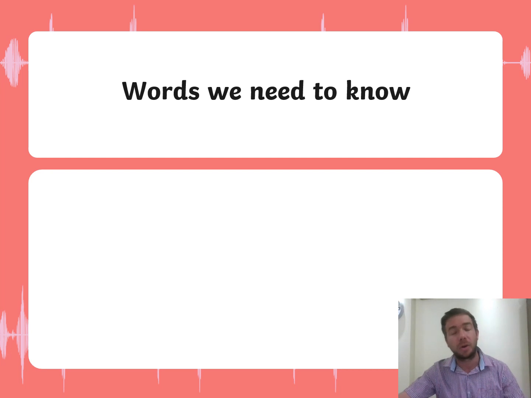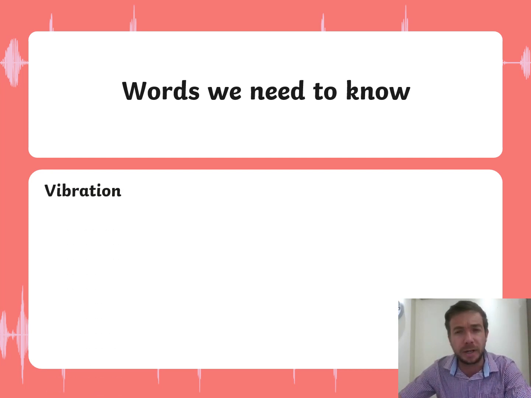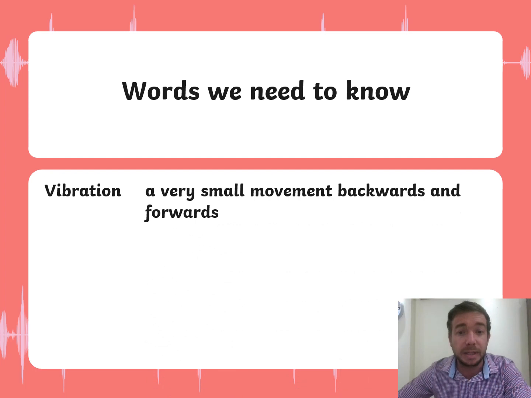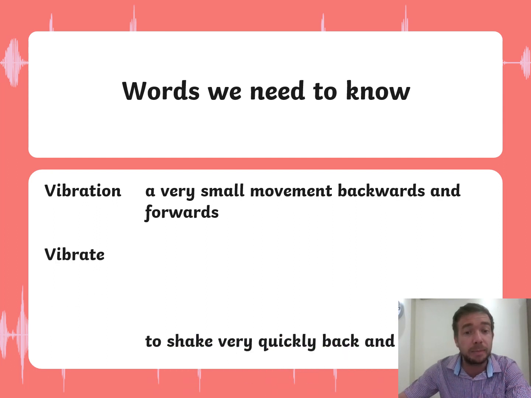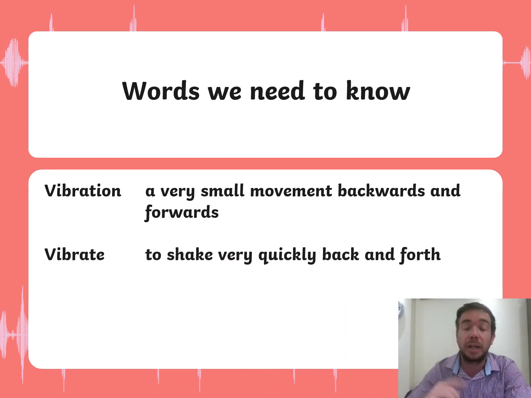Now, again, we always need to know our words so that we can use correct scientific terminology when we discuss something. The first one is vibrations. That means a very small movement backwards and forwards. Last time we learned about vibrate and we said it's a shake very quickly back and forth. Now vibration, very important. The difference here is about talking about movement.